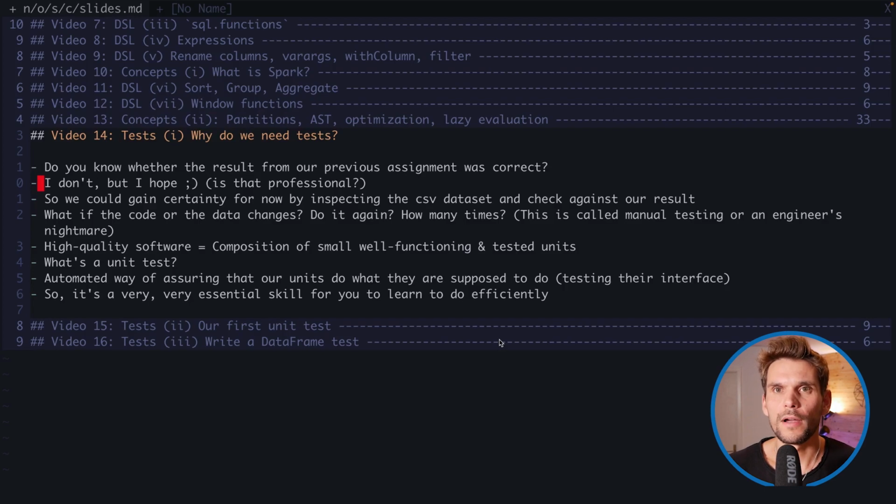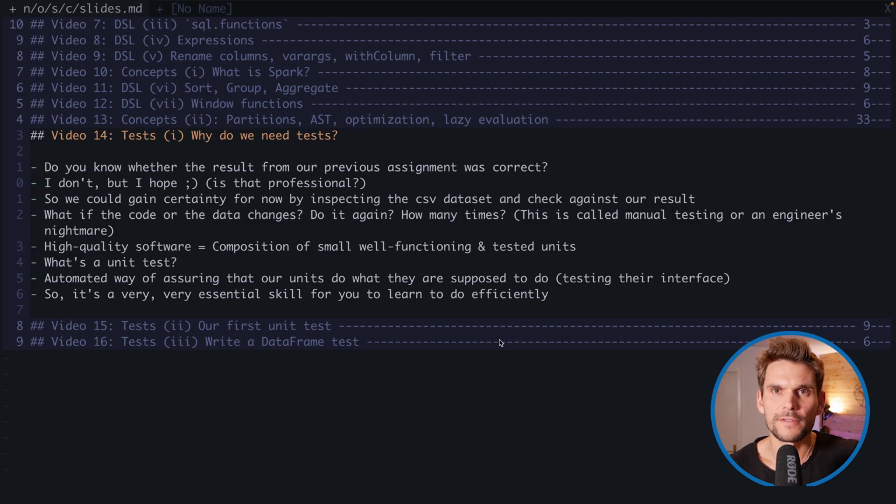The question is, why do we need tests? Now, I would like to start with a question, and that is, do you know whether the result of our previous assignment is correct? I don't, but I hope so. But I think it's not a very professional approach to developing an application, and therefore, we would have to assure that our results are correct.